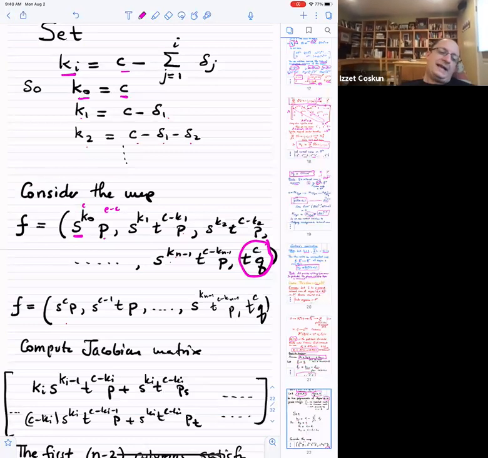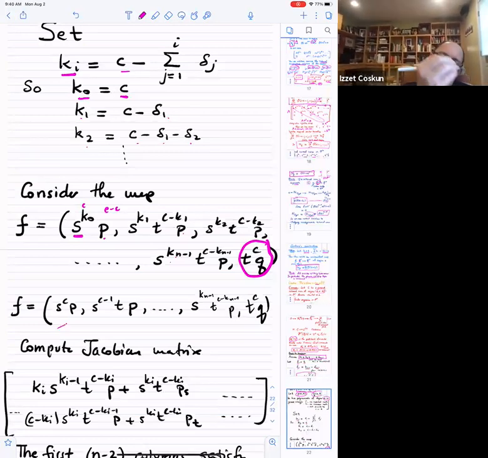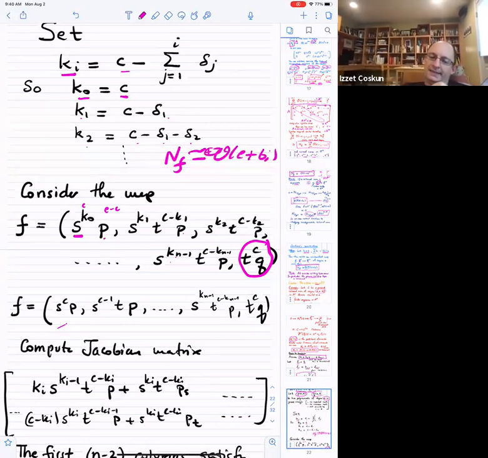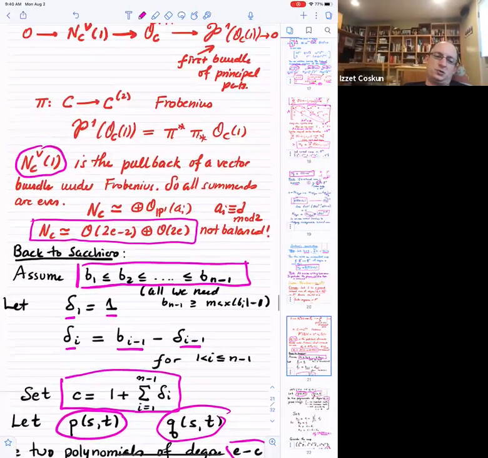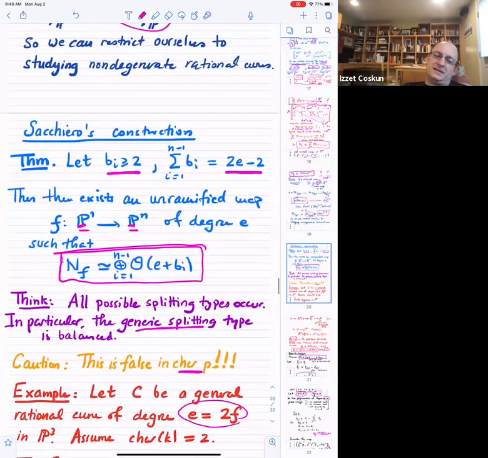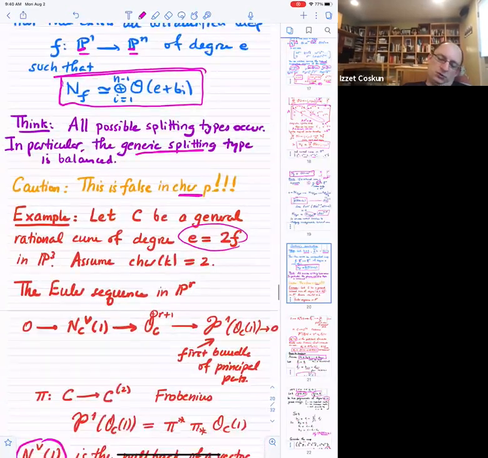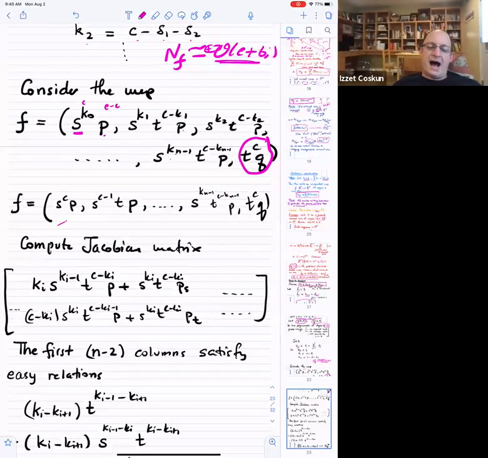All right. Again, how are we going to compute the normal bundle of this map? So the claim is that the normal bundle of this map is given by what we said. We want to say that that really gives me the splitting, provided that the b's are at least 2 and so on and so forth. Where was the theorem? Provided that the b's are at least 2 and the sum is 2e minus 2. Okay, so now how do I do this?